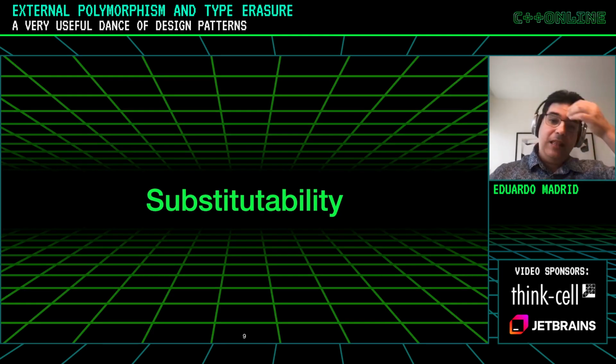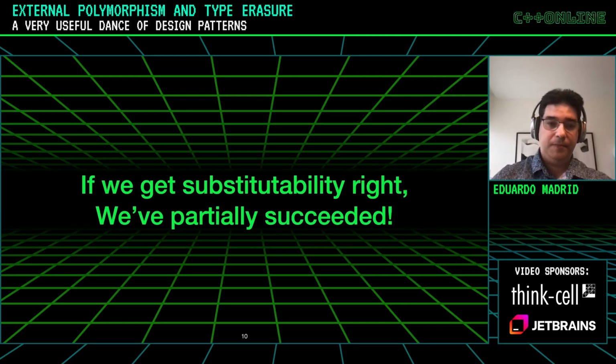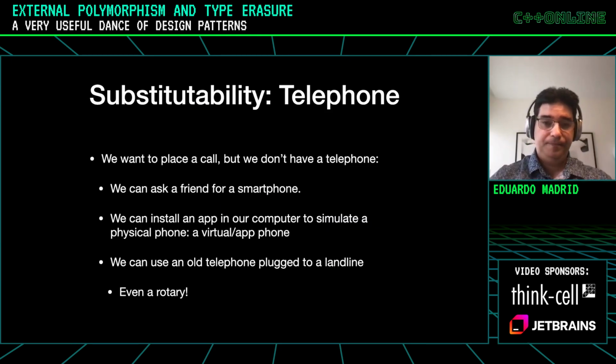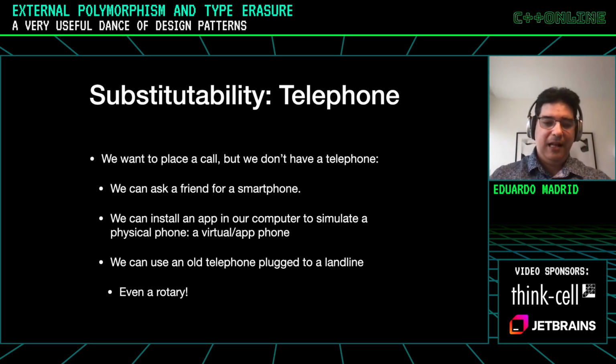All right, the first hill in our journey that we have to climb is to really understand substitutability, a very technical concept. If we get substitutability right, then we have already succeeded partially. Now, everybody knows what a telephone is, right? Let's say that you don't have a telephone, but you want to place a call. So there are several alternatives open to you, right? You can go and ask a friend that has a smartphone.